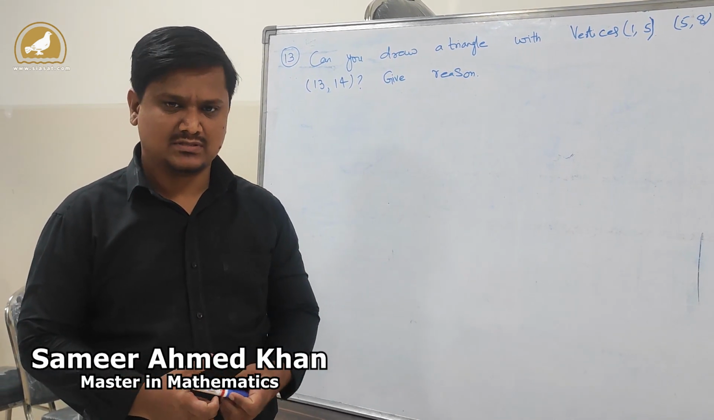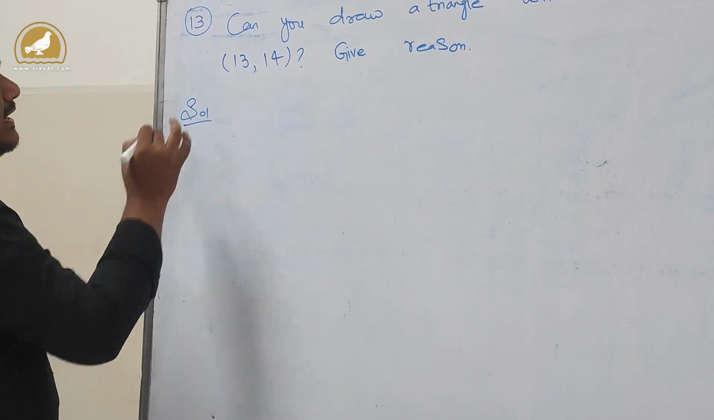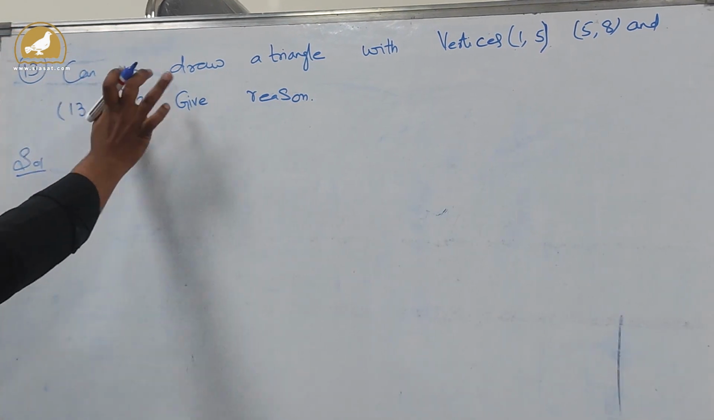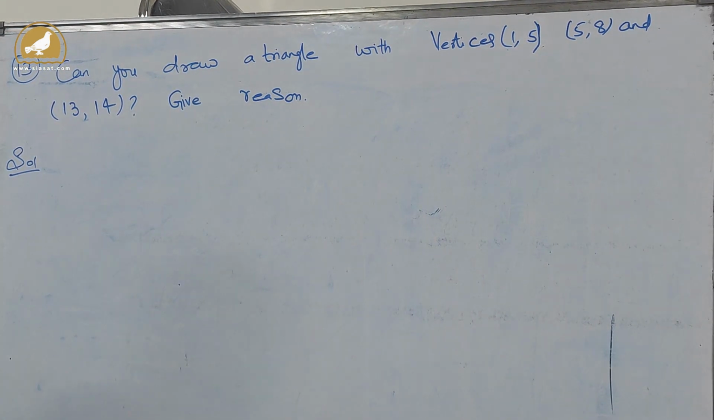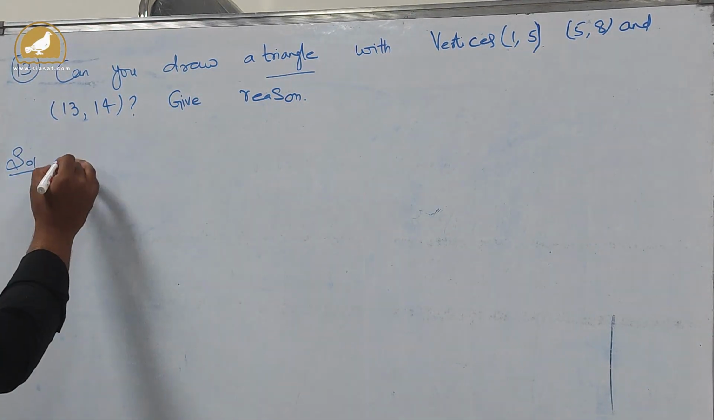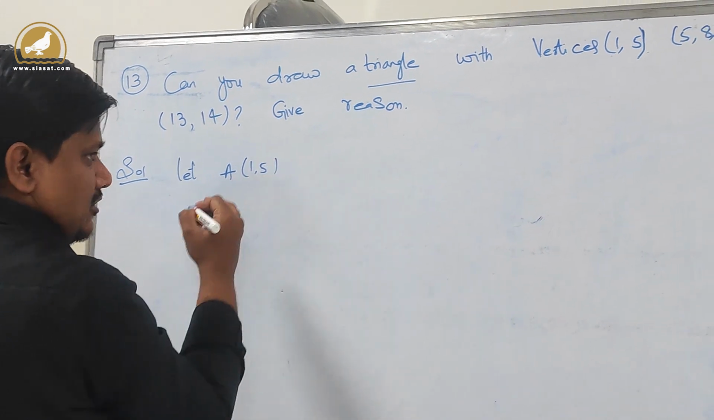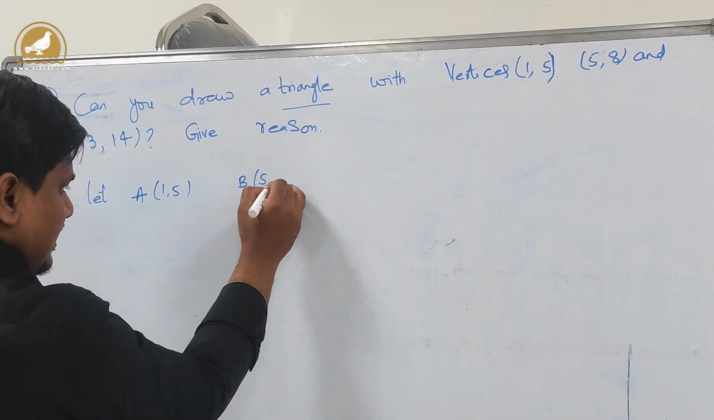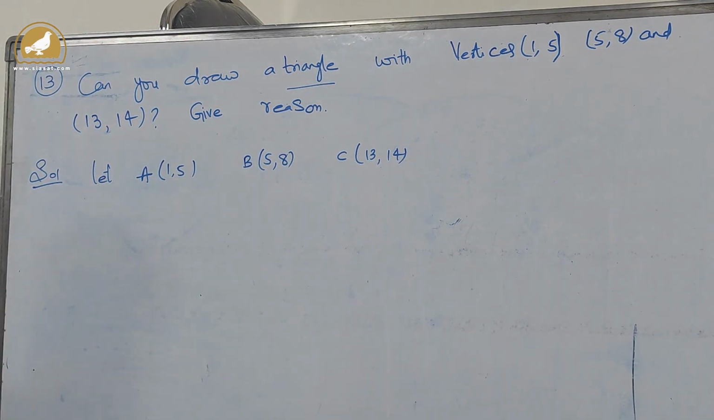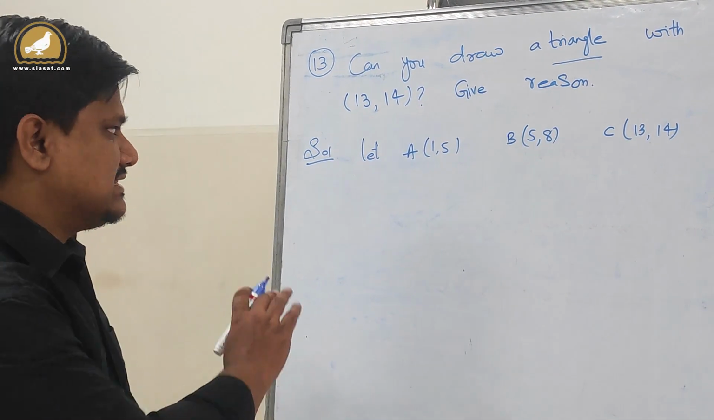Continuing our series of mathematics, we'll start with the next question. Question number 13. In this question, they have given 3 points, and they're asking whether we can draw a triangle with these 3 vertices. Let us consider vertex A as (1, 5), vertex B as (5, 8), and vertex C as (13, 14). They're asking whether it is possible to draw a triangle using these 3 points.